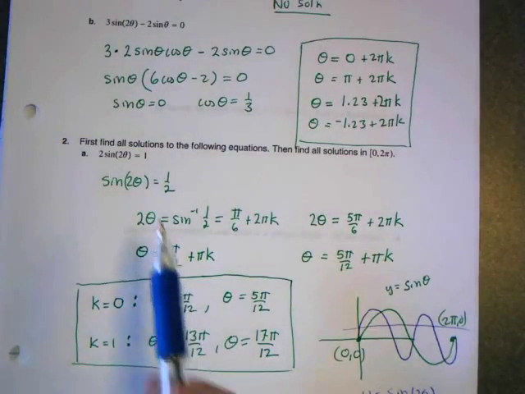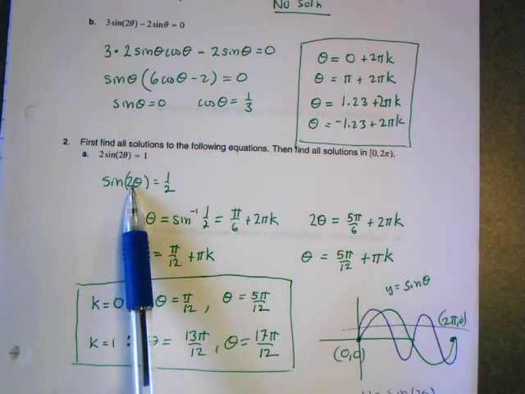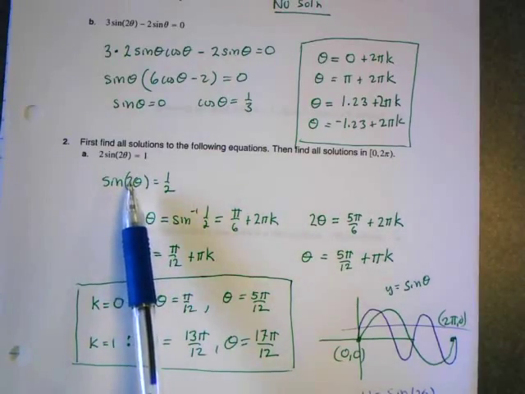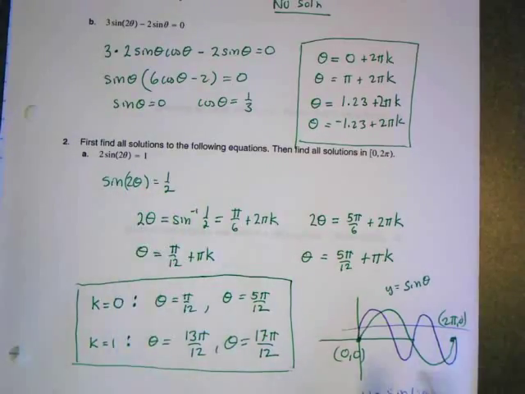What if instead of a 2 right here, I gave you a 3? How many answers should you get? 6. If I made this a 12, how many answers should you get? 24. So whatever this number is, you're always going to have 2 times that number of answers because it changes your period.